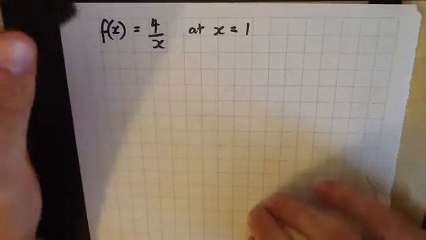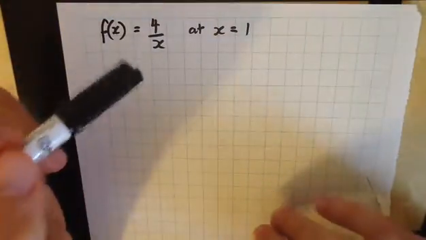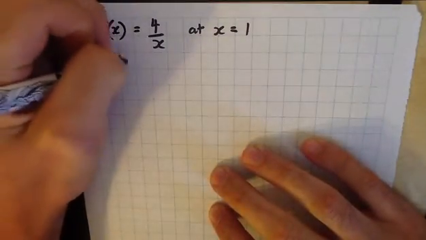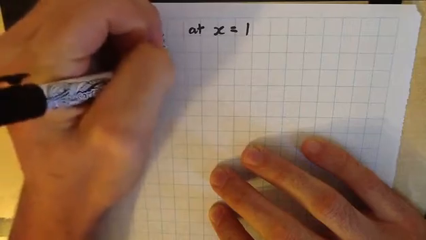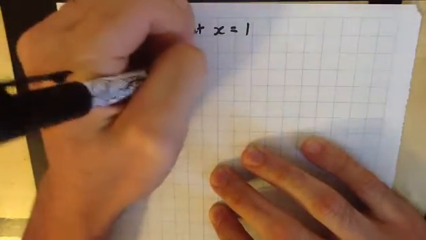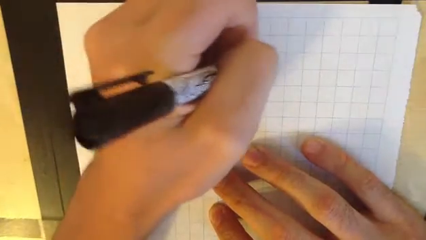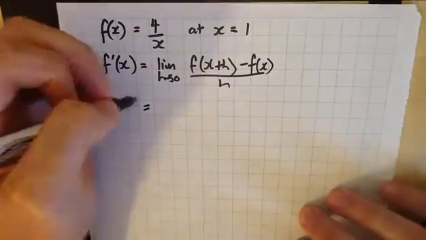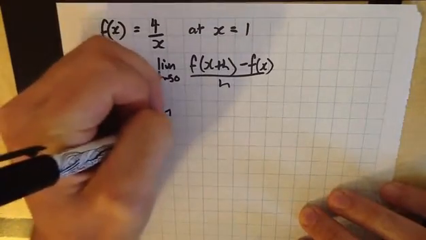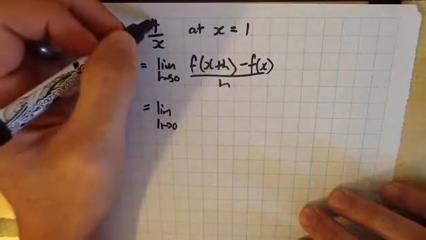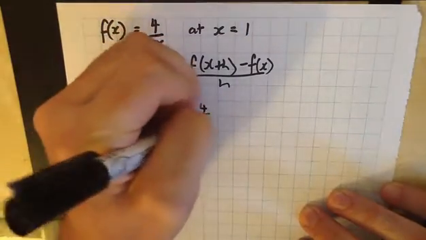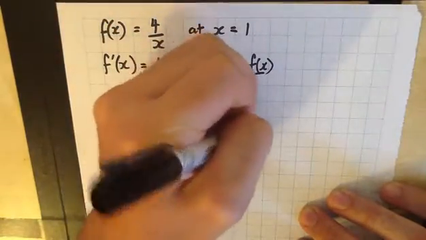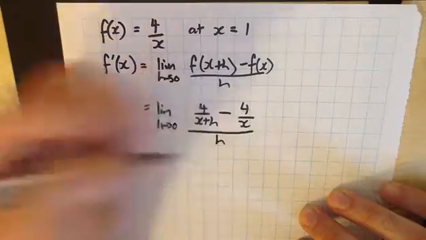So I want to find from first principles the derivative of this function at this particular point at x equals 1. Okay, so the derivative is equal to f of x plus h subtract the function, all over h. Okay, so f of x plus h is going to be 4 over x plus h. Subtract the function, which is 4 over x, and that is all over h.